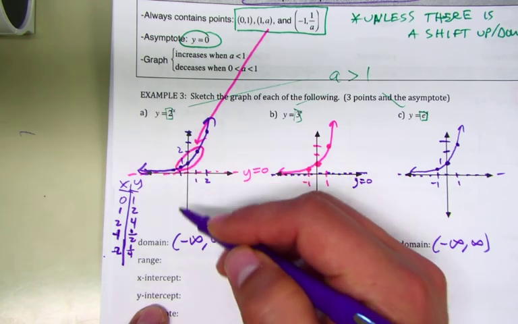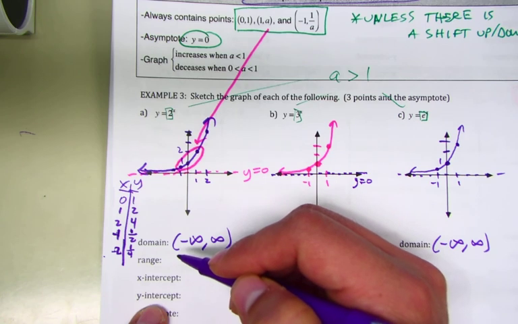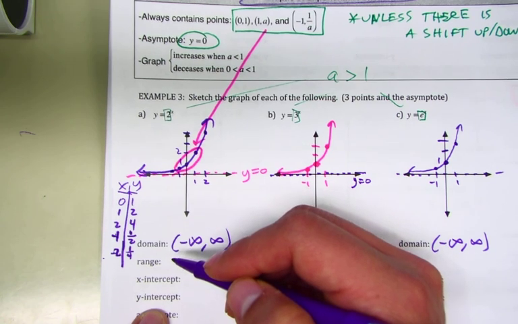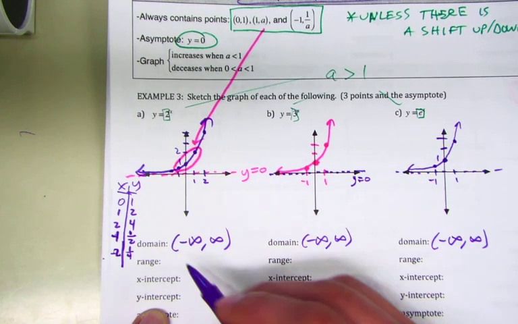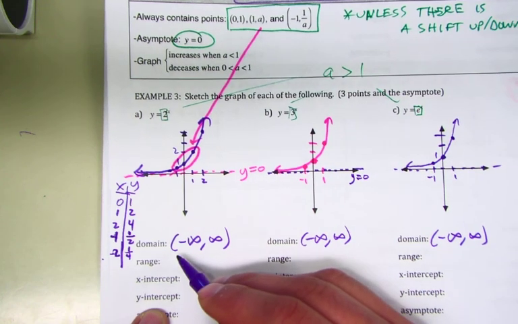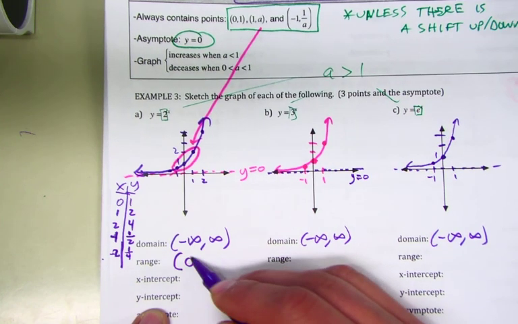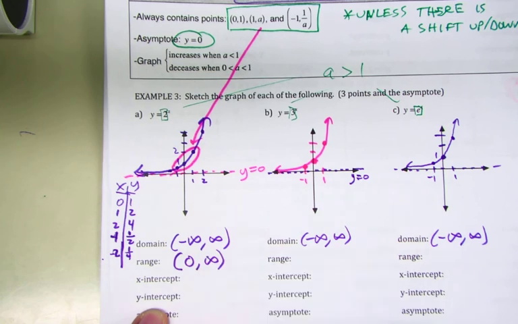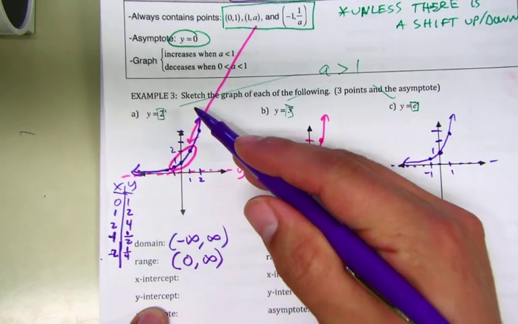Does this ever go below? It doesn't cross what value? It doesn't cross 0. It never equals 0, right? So how do I write that in interval notation? We use a parenthesis for 0, and then infinity is still good, because this keeps going up forever, right?